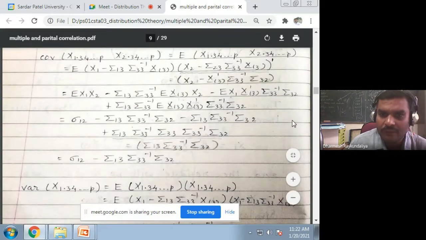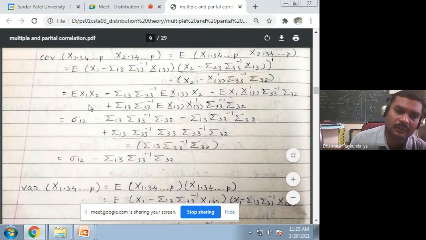Now you multiply this with this quantity. What happens? Sigma 1,3 sigma 3,3 inverse is outside, then the expectation of x3 transpose, and then sigma 3,3 inverse sigma 3,2. How many terms are there? There are 1 and 2 here, so 2 into 2, that is 4 terms. You can see the first, second, third and fourth terms.